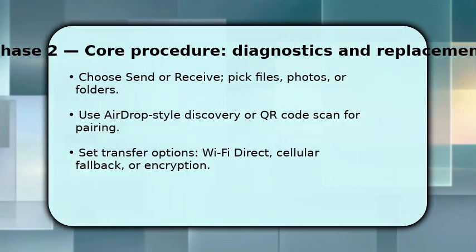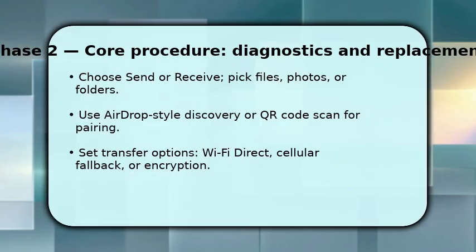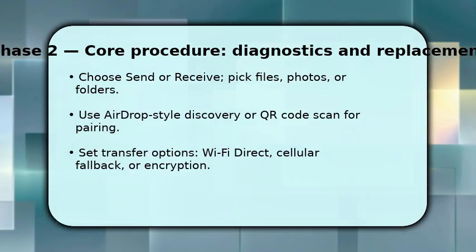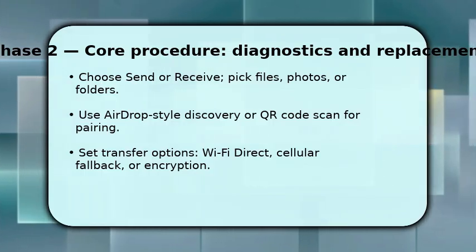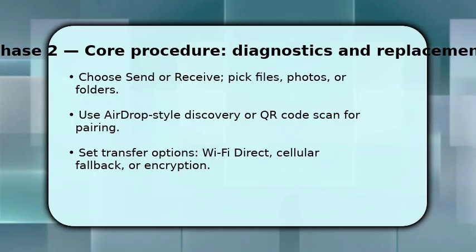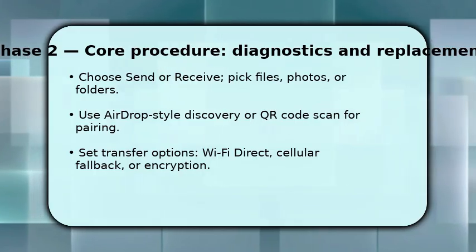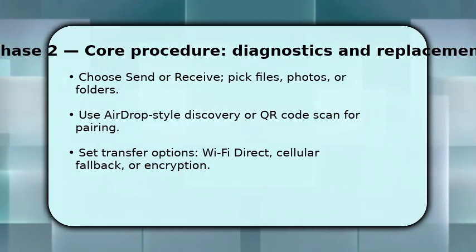Make sure to select Wi-Fi Direct for fastest speeds or allow cellular fallback if no network exists. Use the encryption toggle for private transfers. Once devices are paired, confirm the file list and tap Start Transfer. Progress bars will show ETA and speeds.